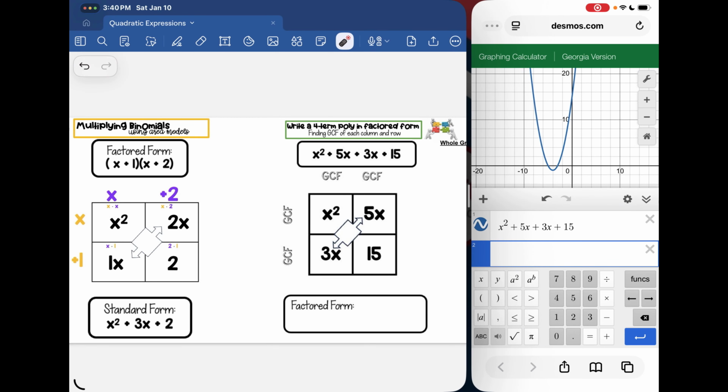All right, today we're going to build off something you already know. You've learned how to multiply binomials using an area model. When we multiplied binomials, we started off in factored form, and we multiplied this binomial by this binomial, which were our two factors, and we put them on the outside of the box. Then we multiplied the outsides to find the area for each square. And we ended the expression by combining our like terms to get my standard form.